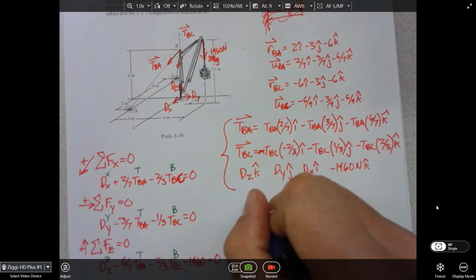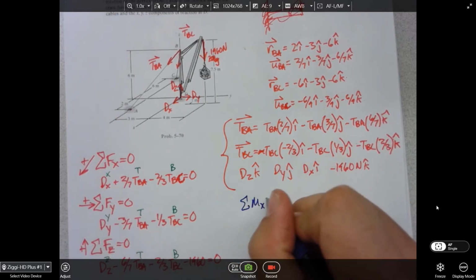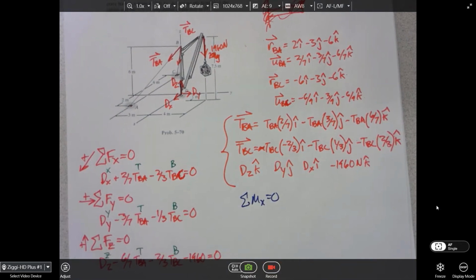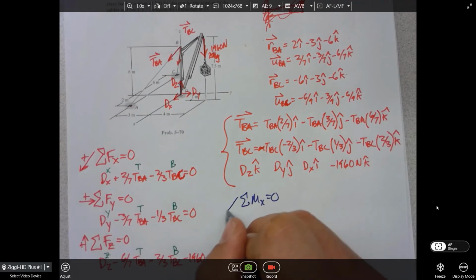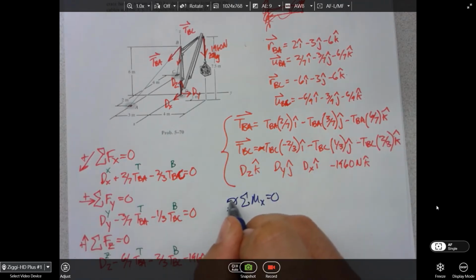Okay? So let's sum the moments about the x-axis and say they have to be equal to 0. I'm just going to sum about the axes. I'm going to do all 3 axes. So the x-axis is down and to the left, so that means positive is that way.